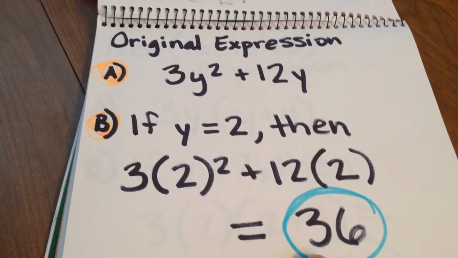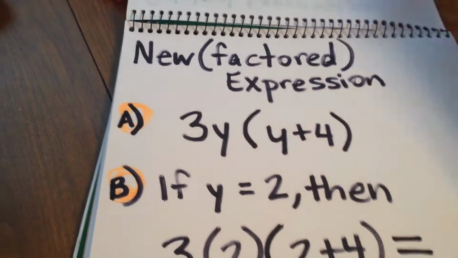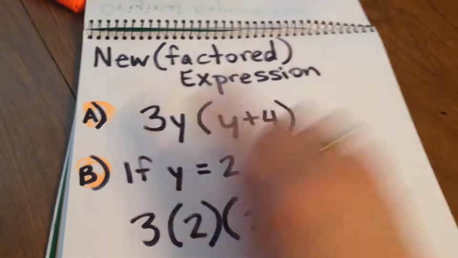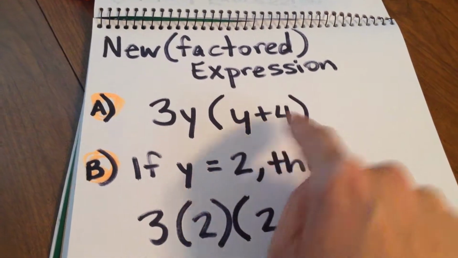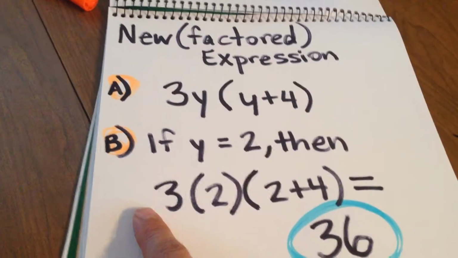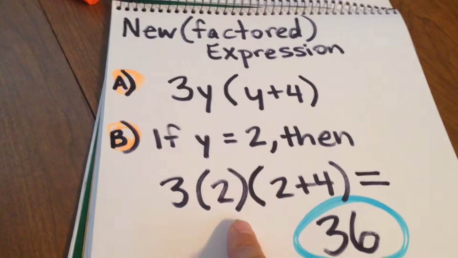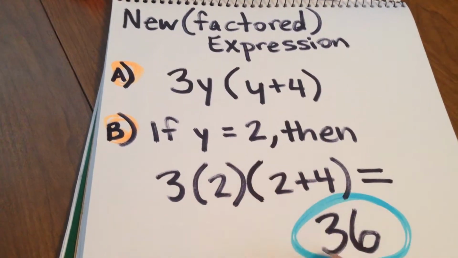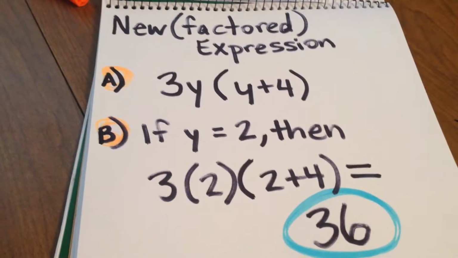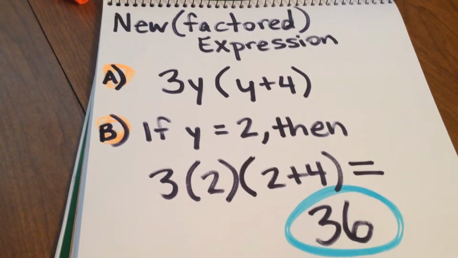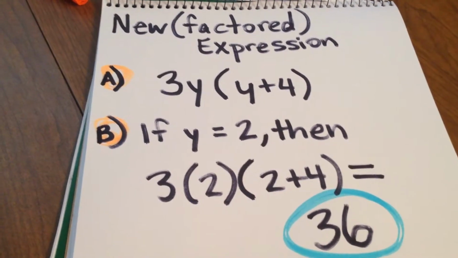So we want our new factored expression to also equal 36. Okay, so here that is. This is what we got: 3y, parenthesis, y plus 4, in parenthesis. So if y equals 2, then 3 times 2 times (2 plus 4) equals 36 as well. Is that true? Okay, so after doing some math, you should see that it is.